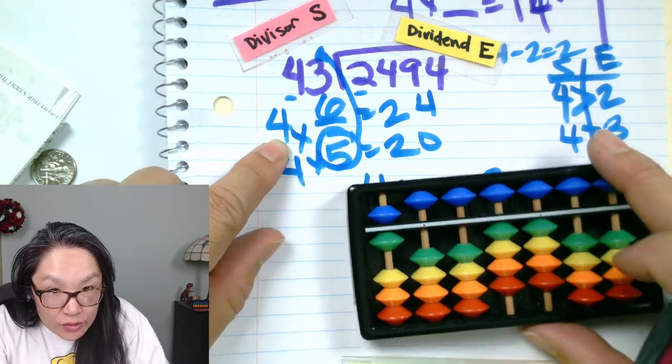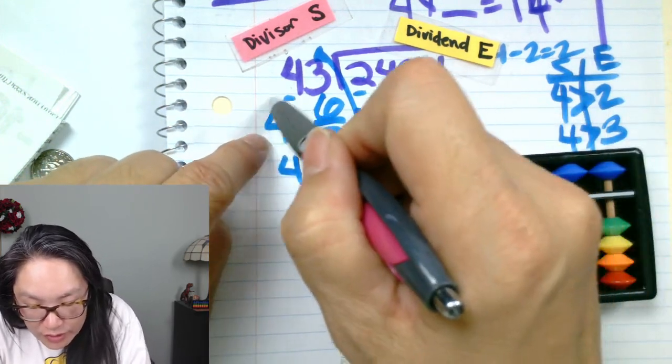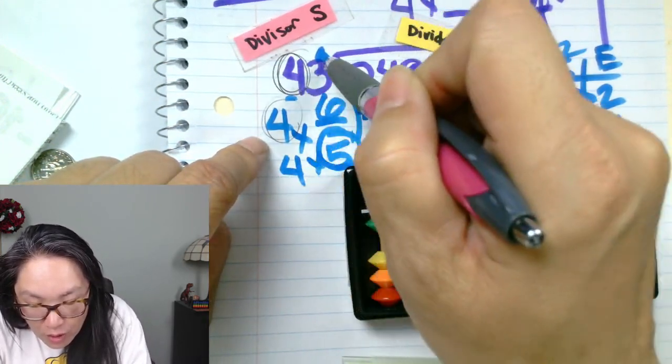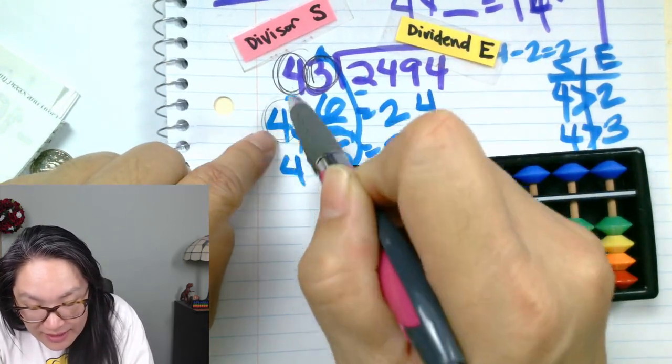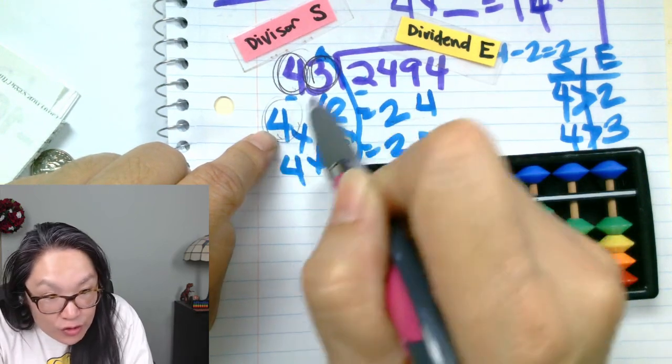What we need to do is whatever we do to this number, to the 4, we have to do it to the 3. So if I did 4 times 6, then I have to do 3 times 6.